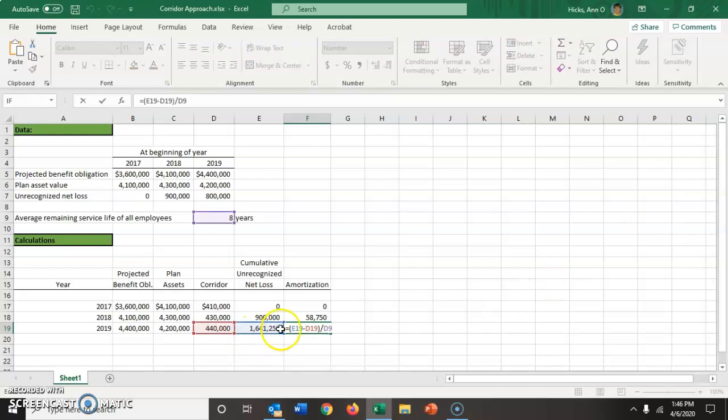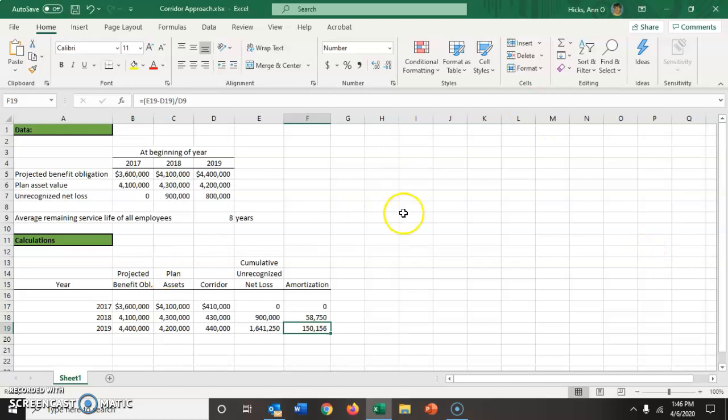The amortization of that we will do in the same way we did 2018's. We're going to take the difference between $1,641,250 and $440,000. In other words, the excess over and above the corridor. And then we will divide that by the 8-year average remaining service life. And that will leave us with amortization for 2019 of $150,156, which we will then run through our 2019 pension expense on the pension worksheet.